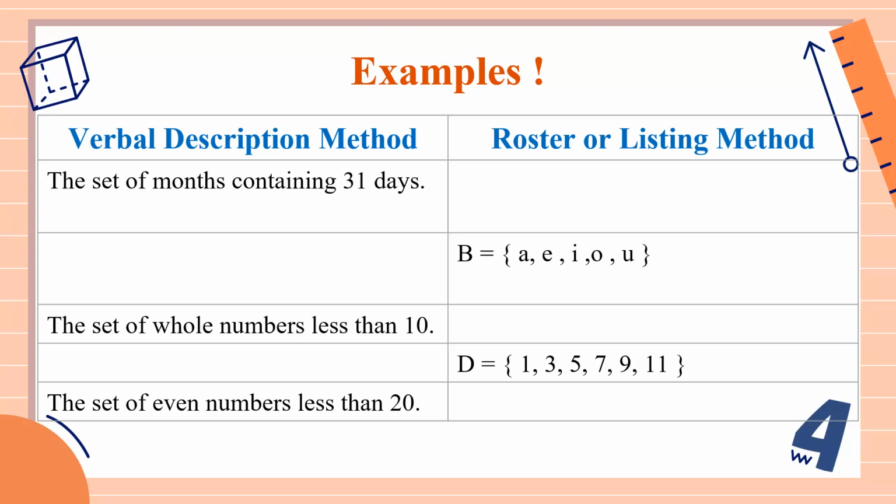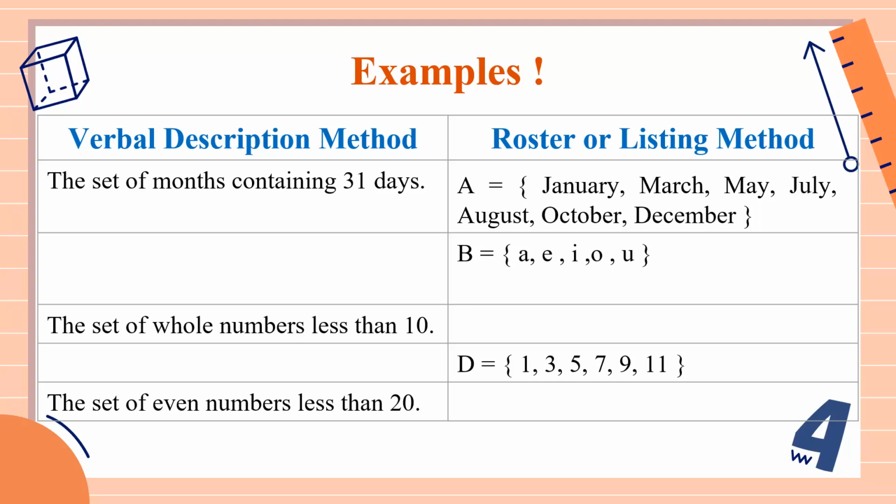Given example number 1, the set of months containing 31 days. How will you write that one, class, in roster or listing method? Once again, in roster or listing method, you can use any capital letter for the set. So we have set A: January, March, May, July, August, October, and then December. These are the months containing 31 days.